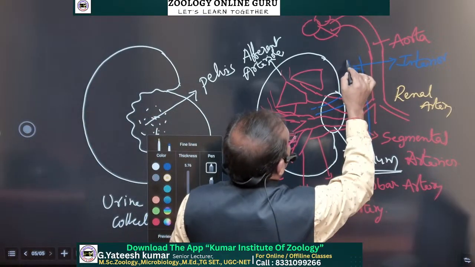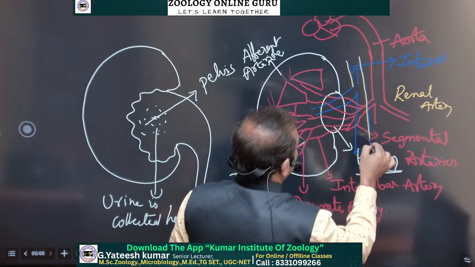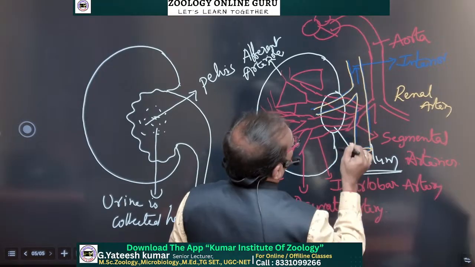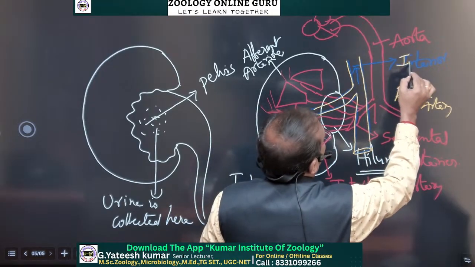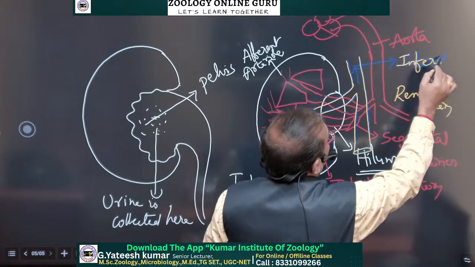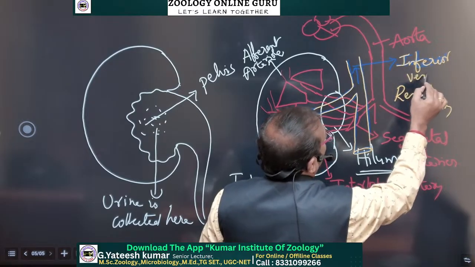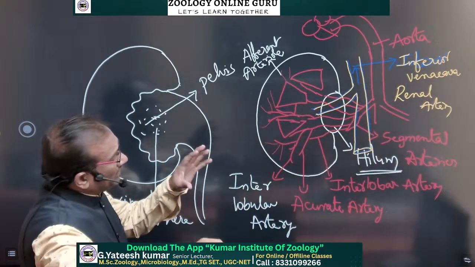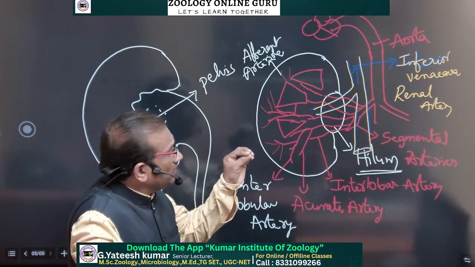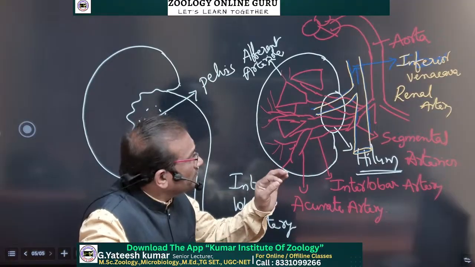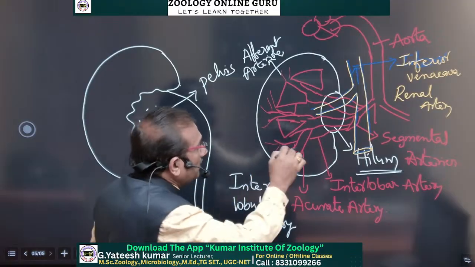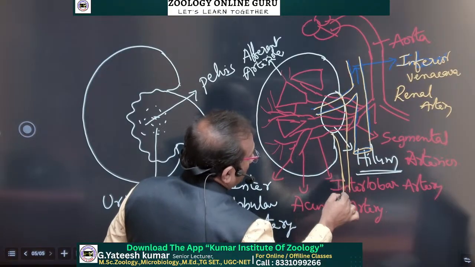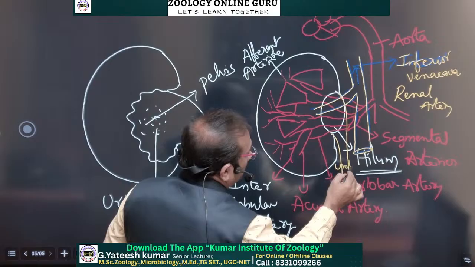So this is known as inferior vena cava, and a renal vein opens into the inferior vena cava. See here, the hilum gives the way to the renal artery, renal vein, and the ureter. So here the ureter also comes out.